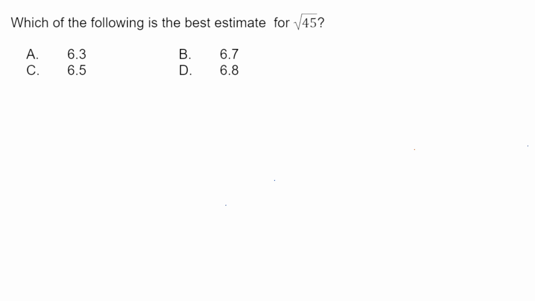Okay, so what's 1 times 1? 1. 2 times 2, 4. 3 times 3, 9. 4 times 4 is 16. 5 times 5 is 25. 6 times 6 is 36. 7 times 7 is 49. Then I stop. Why did I stop? Because we're only looking for 45, right?